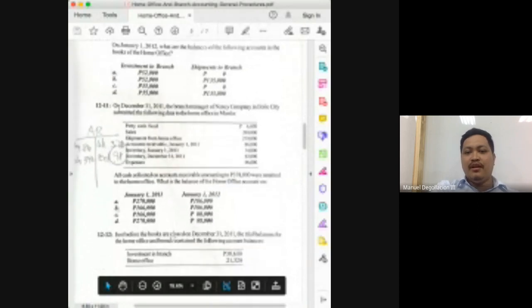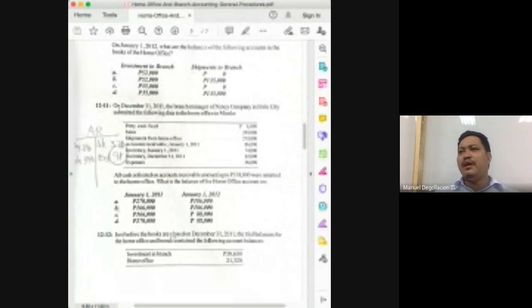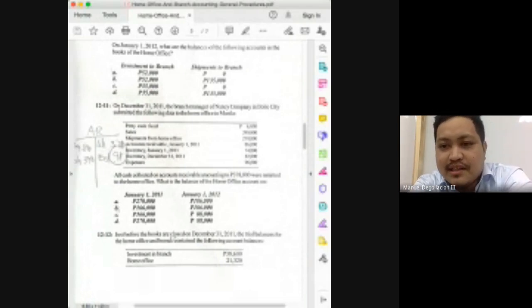Let's proceed to problem 11. For problem 11, class, this is just basically an application of your basic accounting equation, which tells us that assets is equal to liabilities plus equity. And since we do not have any liabilities in this problem, assets would be equal to your equity. Or in this case, assets would be equal to your home office account. So what are the assets on hand? January 1 first. Petty cash fund of 6,000, accounts receivable of 86,000, and then inventory of 74,000.